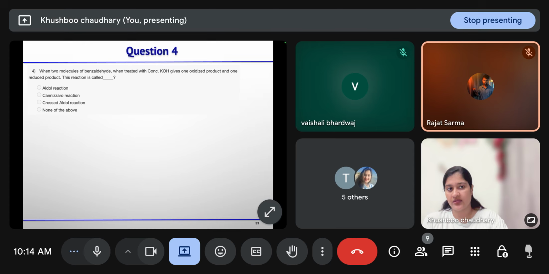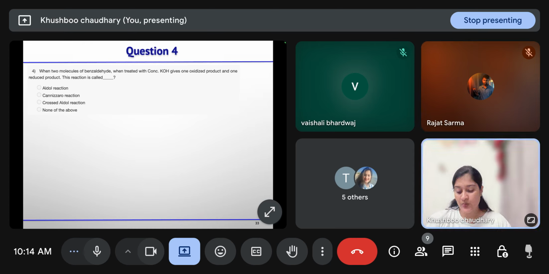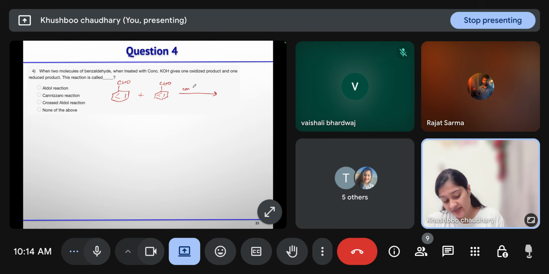Yes, ma'am. Clear. Okay. Next question is, when two molecules of benzaldehyde are treated with concentrated KOH to get one oxidized product and other reduced product, the reaction is called the Cannizzaro reaction. Correct. How is this reaction taking place? We are doing this reaction in base.